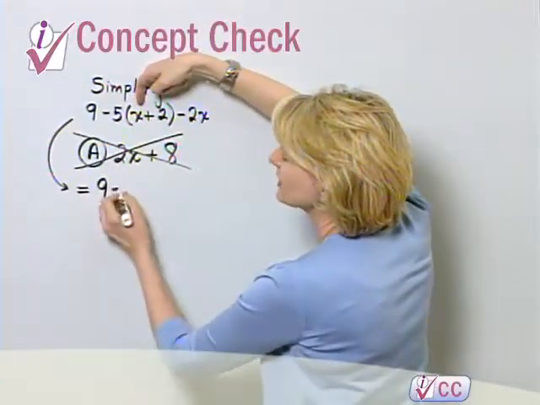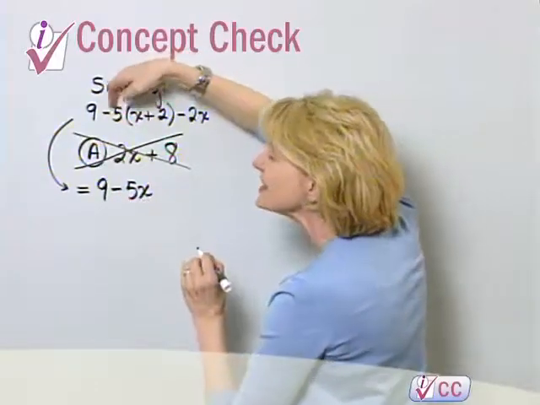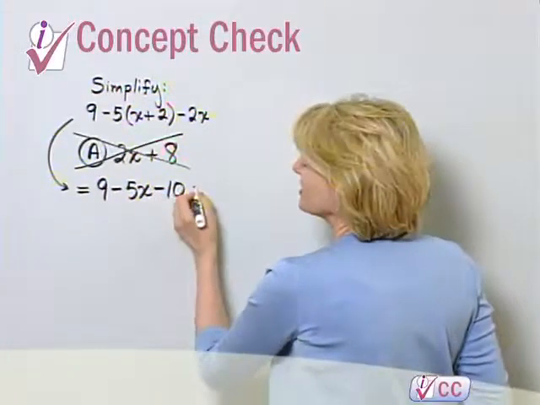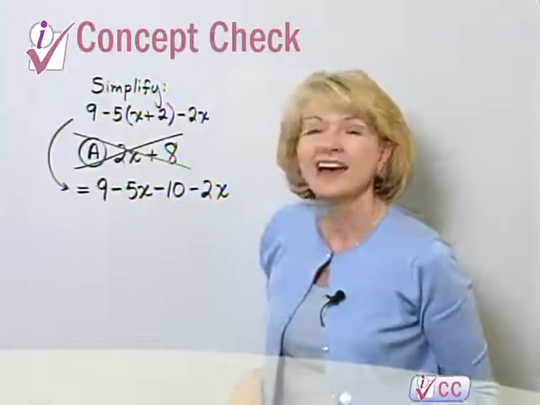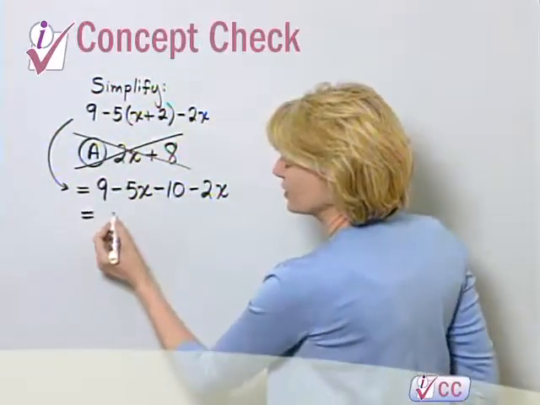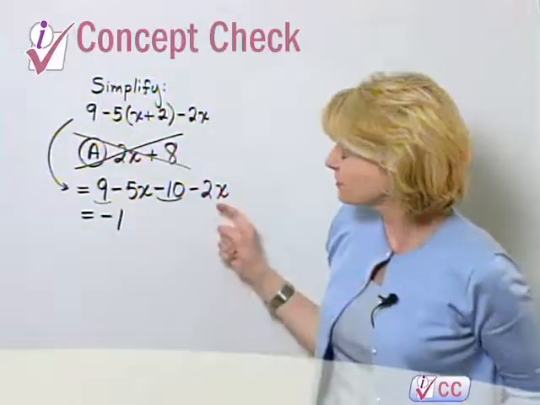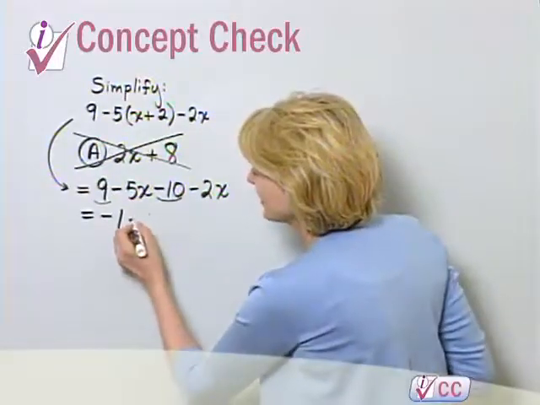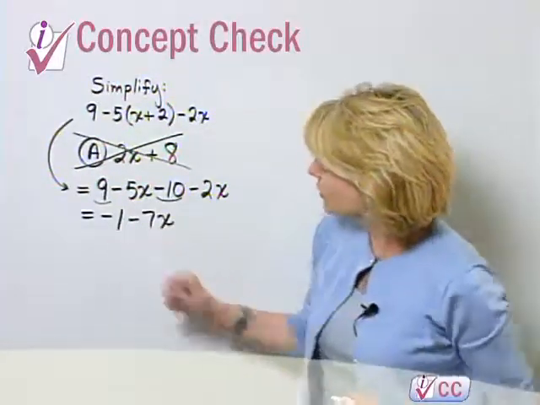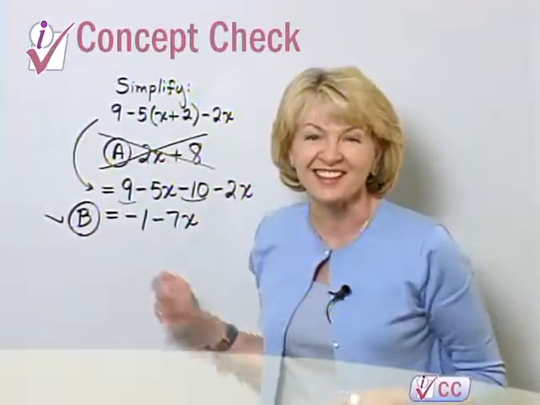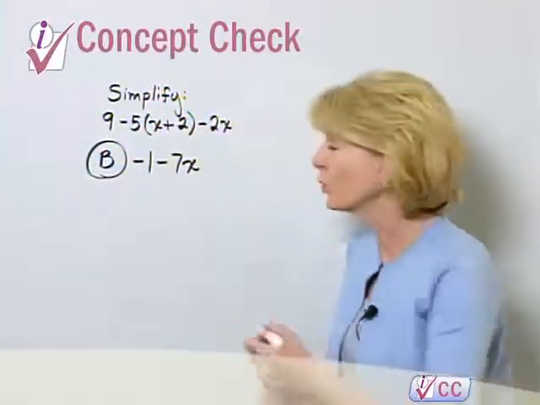So negative 5 times x, that's minus 5x, and then negative 5 times a positive 2, that's negative 10. I'll write minus 10 minus 2x. And then we look for any like terms. We have 9 minus 10, that's negative 1, and then negative 5x minus 2x, that's negative 7x. And if you notice, that is choice B, so B is the correct selection. Choice B is the correct choice.